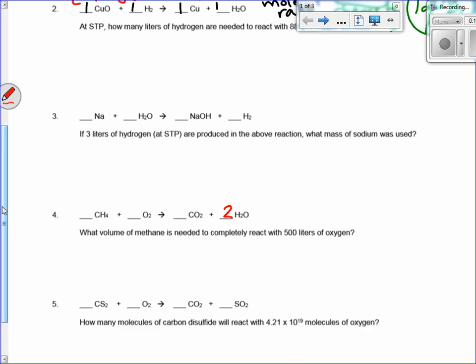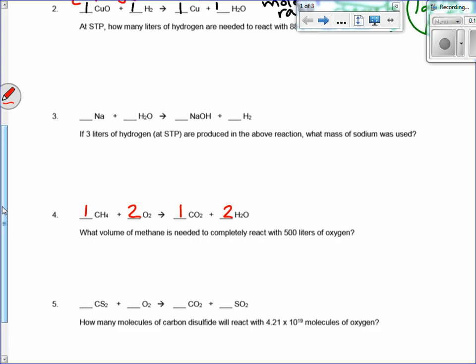Now let's count up our oxygens. How many in the carbon dioxide? 2. And how many in the water? 2. That's an even number. So what do I need to put here to make it have 4 as well? A 2. There you go. So we have our combustion one.